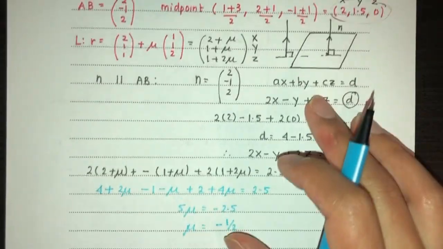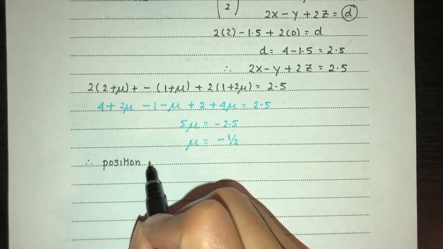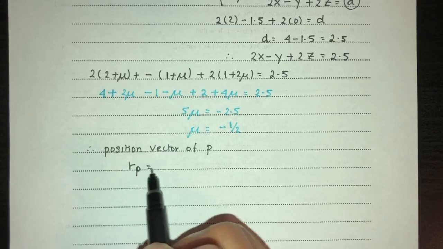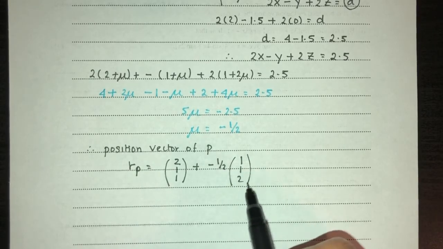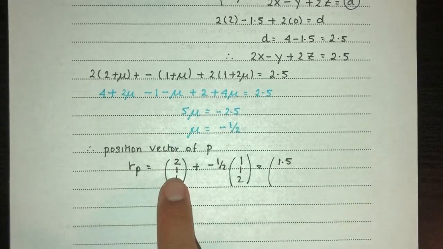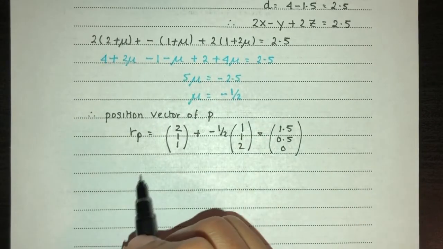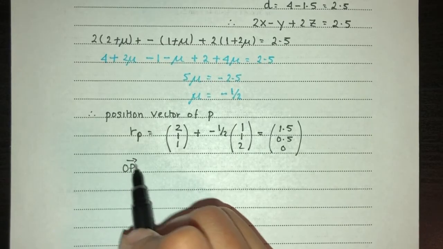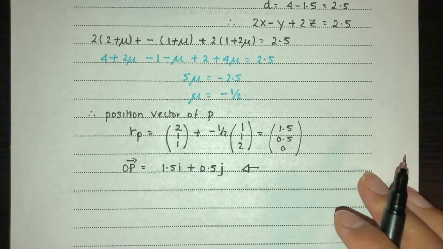Now for this value of mu, let's go back to your r to find the position vector of P. So finally, the position vector of P, at this value of mu, will be 2, 1, 1 plus minus half times 1, 1, 2. That will be 2 minus half, which is 1.5, and 1 minus half should be 0.5, and 1 minus 1 should be 0. So your position vector is equal to this, but if you want to write it in terms of i, j, and k, you can write OP is equal to 1.5i plus 0.5j. And that is your question number 9.